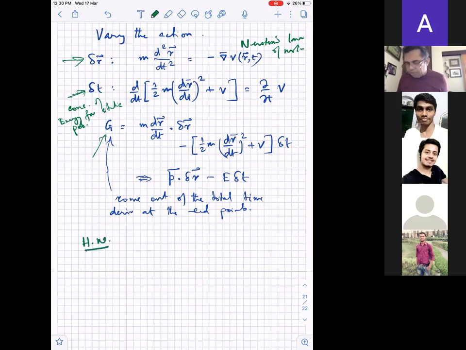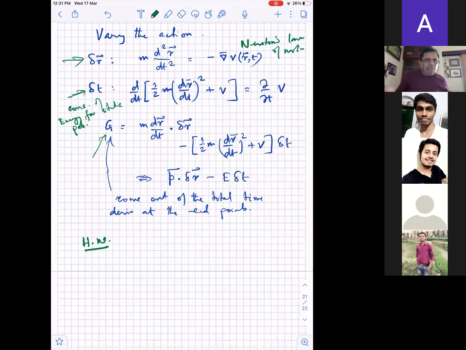Sir, can you explain what you mean by the variation of time? Like if we change R(t) to R(t) plus delta R, it means that we are varying the path, right? Yes, in the Lagrangian there are two independent variables, R and T. R is a function of time, so that is the path, but time is also an independent variable over here. You say Q in classical mechanics typically.